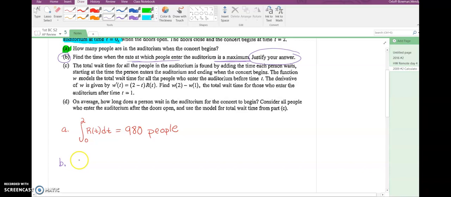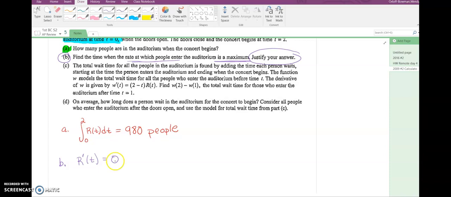Okay, so we know we need to find out when r prime of t equals 0. That's going to find our interior critical points. So critical points are defined by when the derivative equals 0 or is undefined, as long as that value is defined for the original function. In this case, we know we have a cubic function and it's defined on its entire domain, so we're only looking for r prime of t equaling 0.